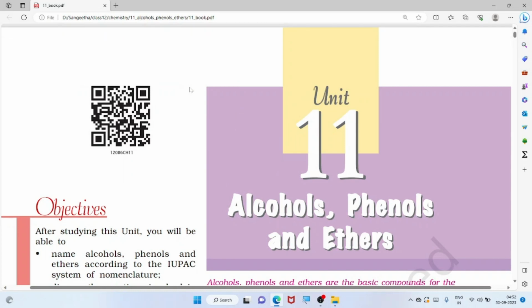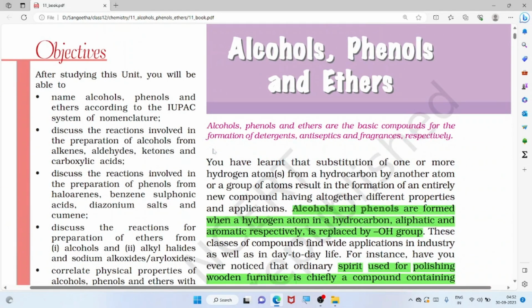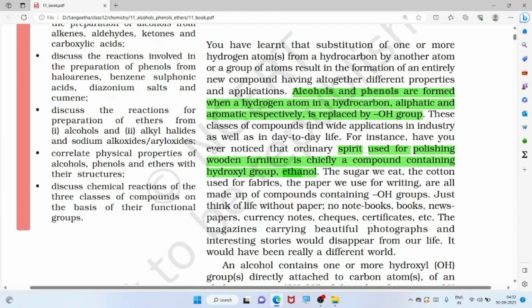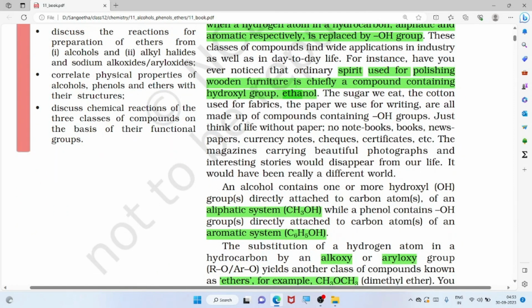We'll go through the important points in the class 12 chemistry, chapter 11 alcohols, phenols, and ethers. Alcohols and phenols are formed when a hydrogen atom in the hydrocarbon, aliphatic and aromatic respectively, is replaced by an OH group. So, alcohol has an OH group. The spirit is also an alcohol, that is ethanol.